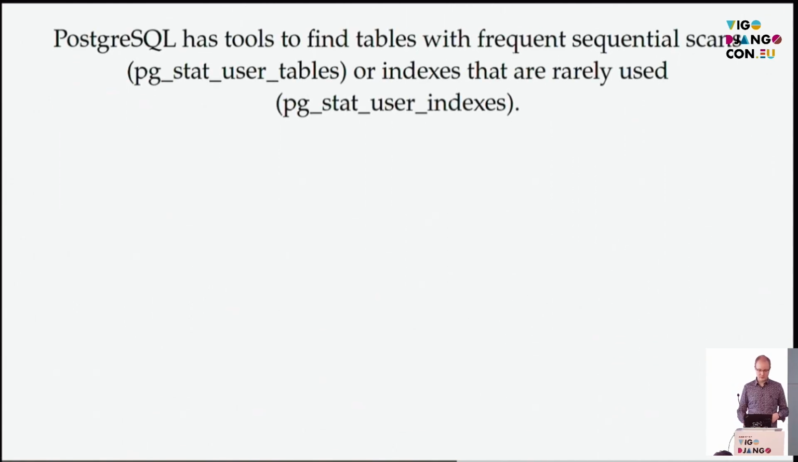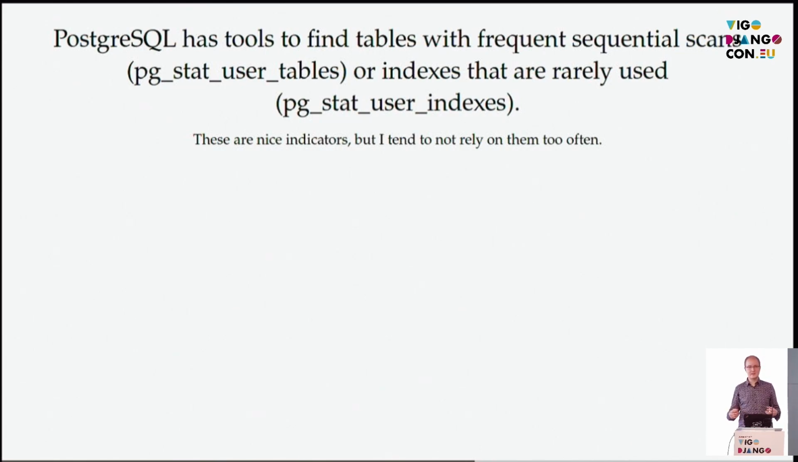And PostgreSQL comes with tools to find frequent sequential scans, so you might know which tables might use an index, and indexes that are rarely used, so you might consider to drop the index. However, as an application developer, I think these are nice, but I try not to rely on them too much. They tell me only about frequency, but I sometimes care about importance more than frequency. A query might be executed a lot, and I might still not care that it's a little bit slow, and a query might be executed only once per month, and I still care that it is fast. And these statistics will not be able to tell me these things.